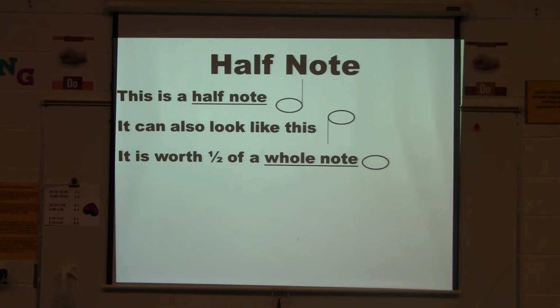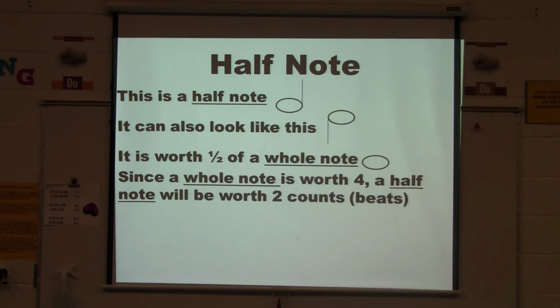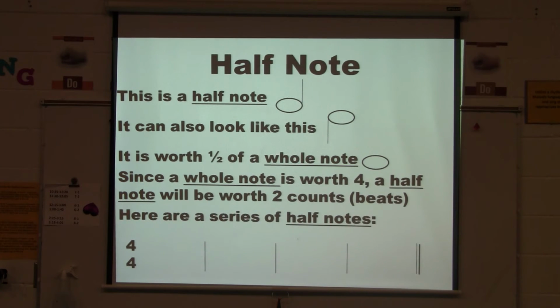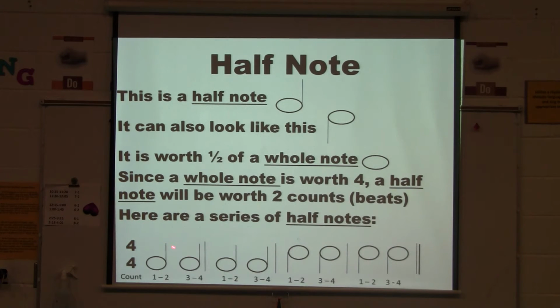It's worth half of a whole note. So if you remember, the whole note in 4/4 time takes up the whole measure, which is 4 counts. So if this is worth half of that, it's only going to be worth 2 counts or 2 beats. So here's a series of half notes. Notice that some of them have that up stem and some of them have a down stem. But each one is worth 2 counts. We want to still count up to 4 because we're in 4/4. So we're going to say 1, 2 on the first one, and then 3, 4 on the second one.